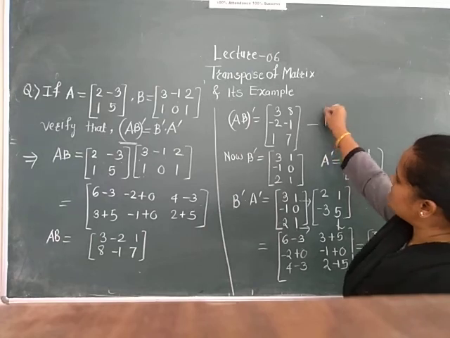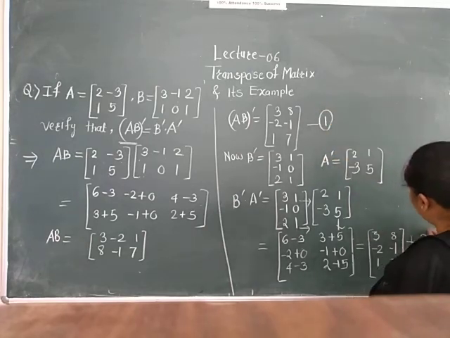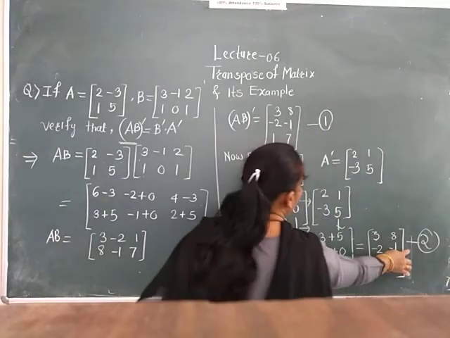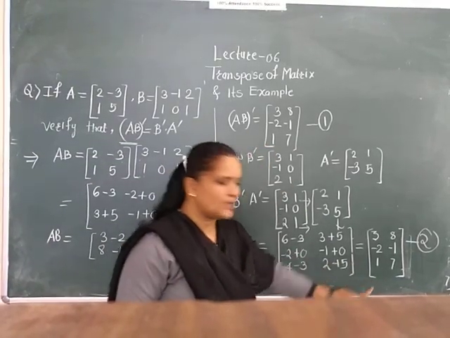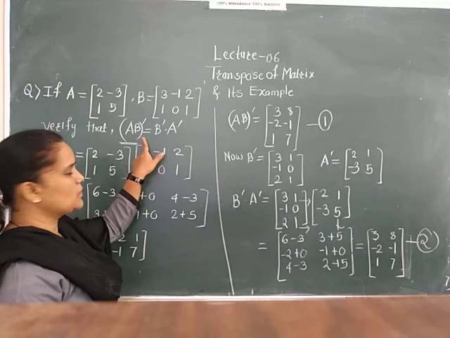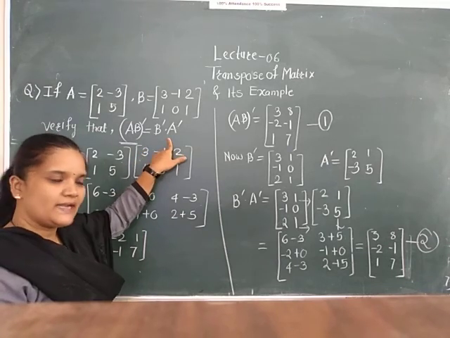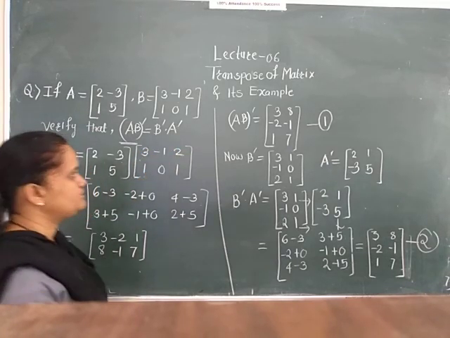Give it equation number 1 and equation number 2. From 1 and 2, these are equal matrices. Here you can observe. So we have proved AB dash is equal to B dash into A dash.